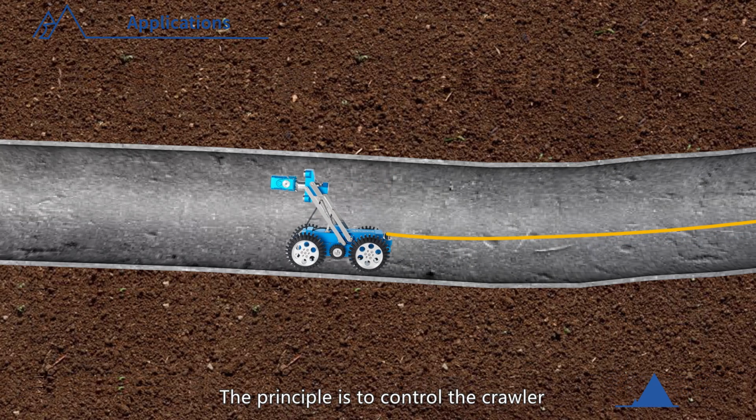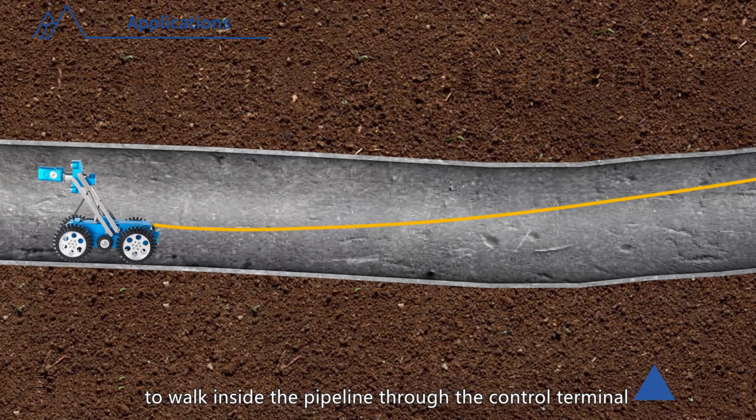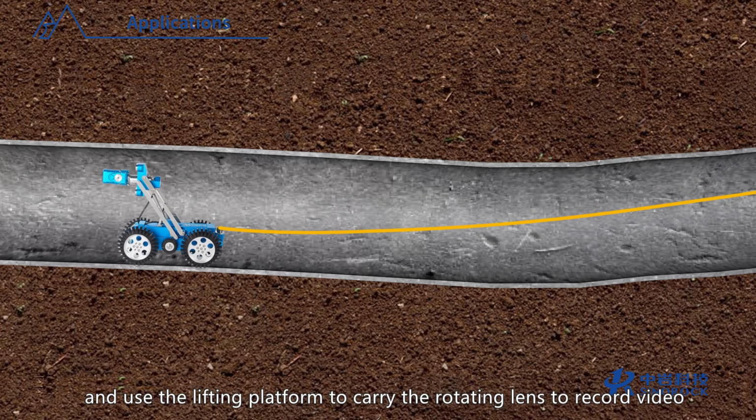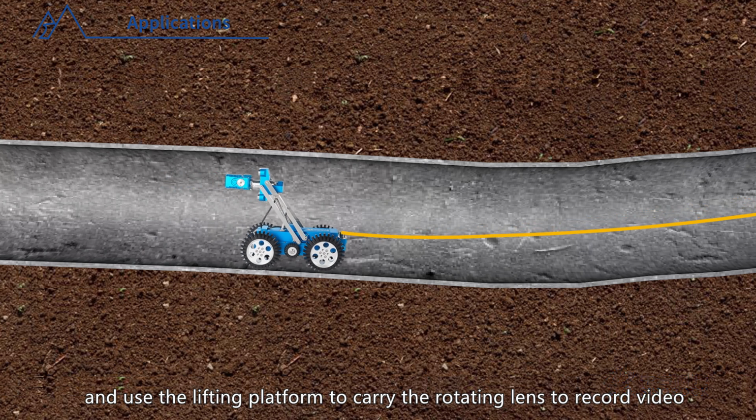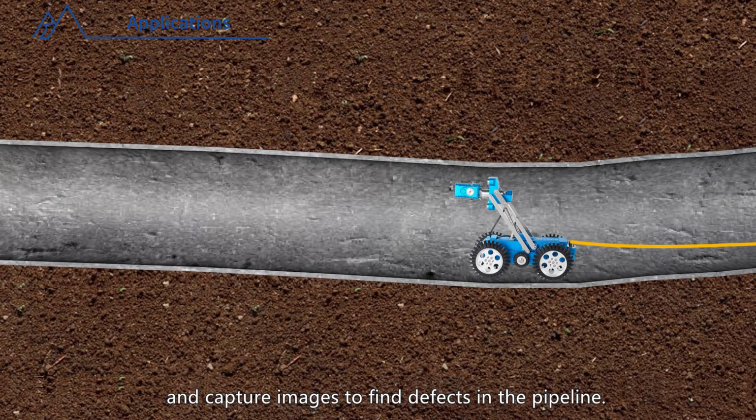The principle is to control the crawler to walk inside the pipeline through the control terminal and use the lifting platform to carry the rotating lens to record video and capture images to find defects in the pipeline.